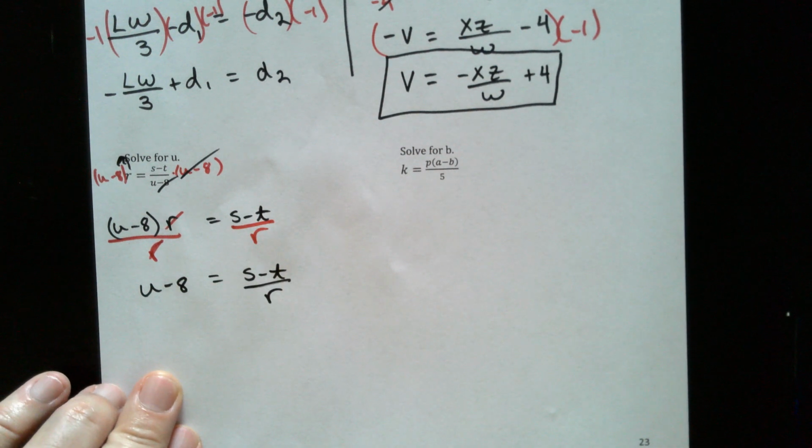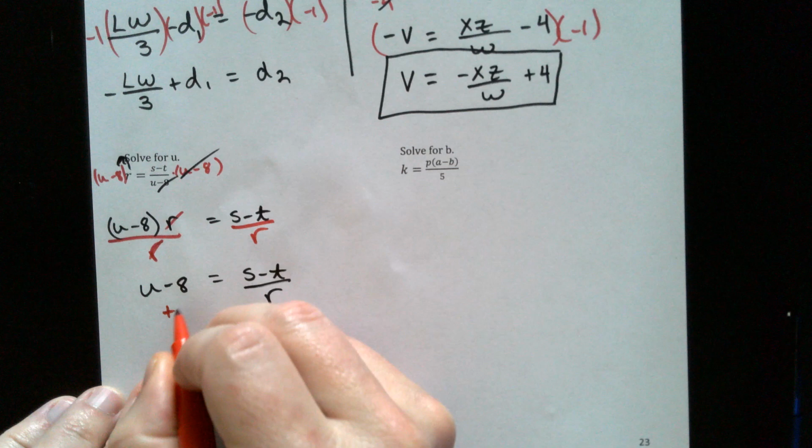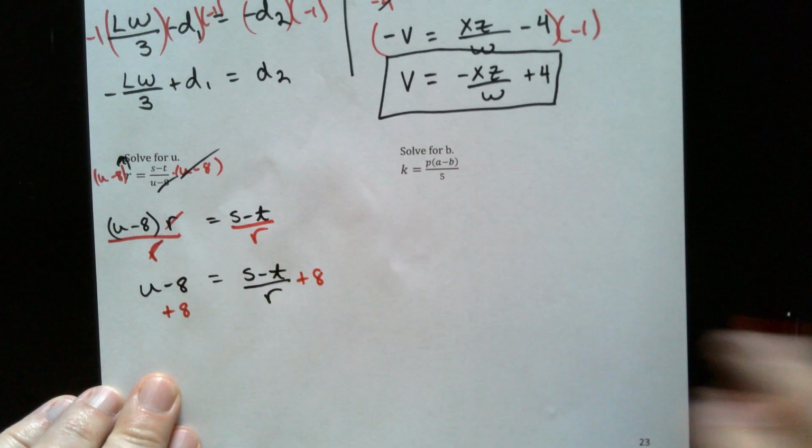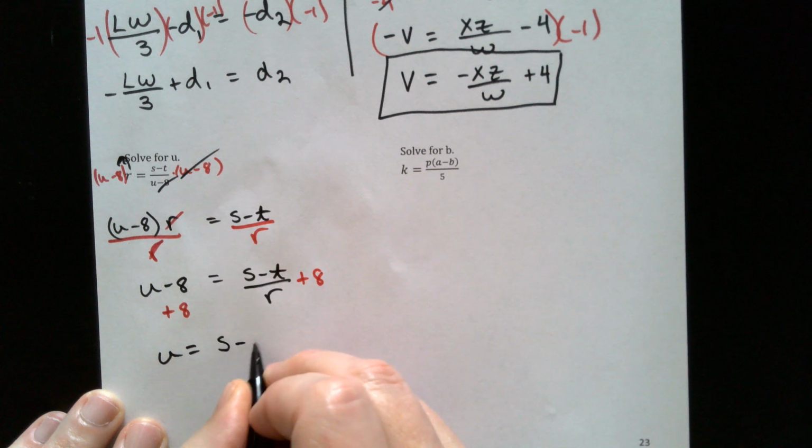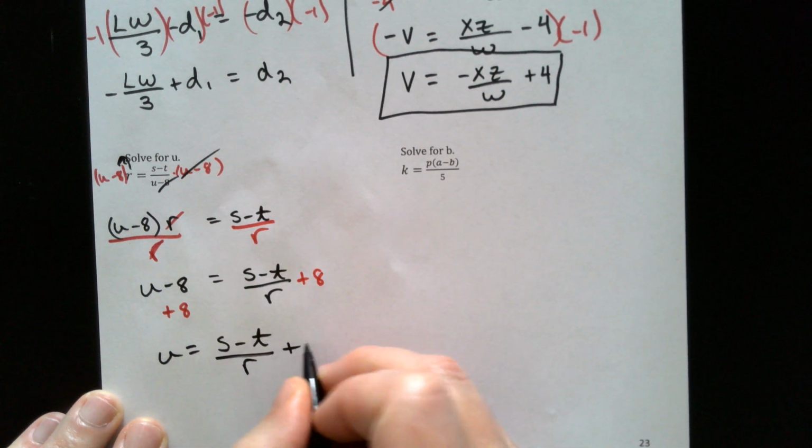Now the one last thing I need to do, get rid of this 8 that is being subtracted, so I will add an 8. So I'll get u is equal to s minus t over r plus 8.